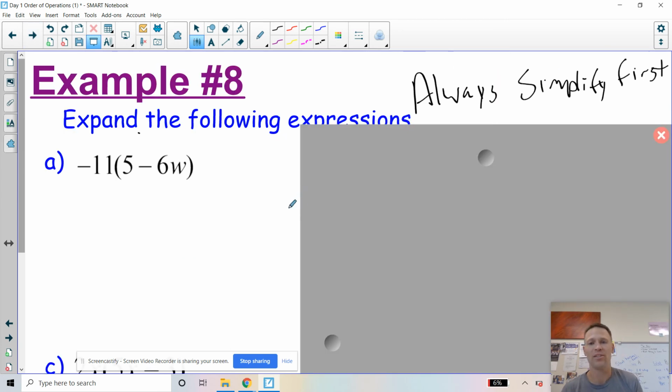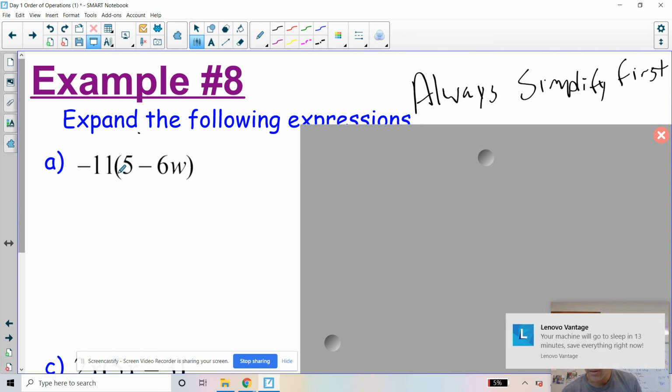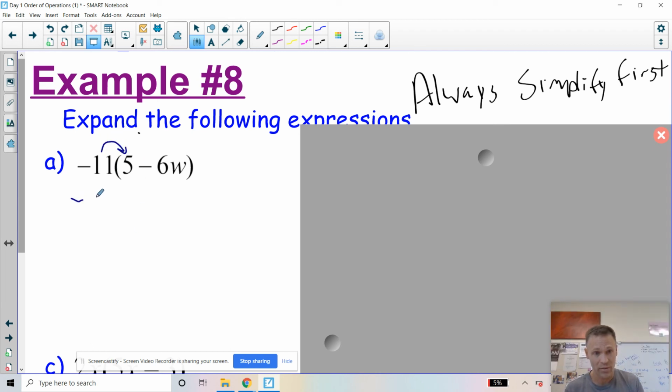So again, this is going to look like a you do, I do deal. So negative 11 is on the outside of these parentheses. Okay, this is example 8. And I'm supposed to multiply everything on the inside by what's on the outside. So negative 11 times 5 gives me negative 55.